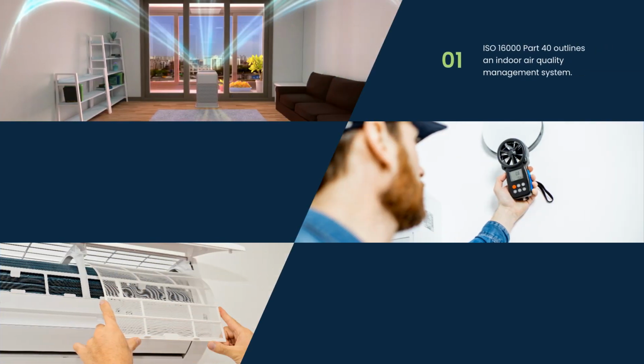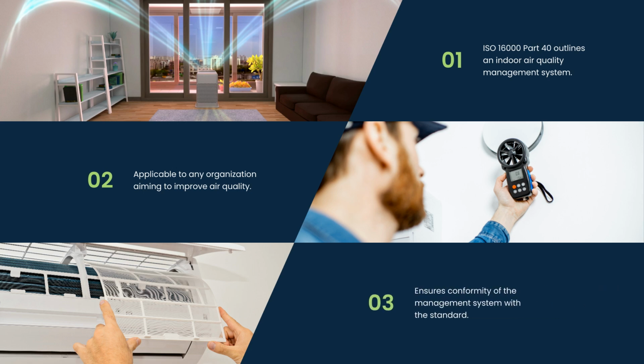ISO 16000 Part 40 specifies requirements for establishing an indoor air quality management system. It is applicable to any organization seeking to manage, maintain, and improve indoor air quality, ensuring conformity of the management system with the standard's requirements.